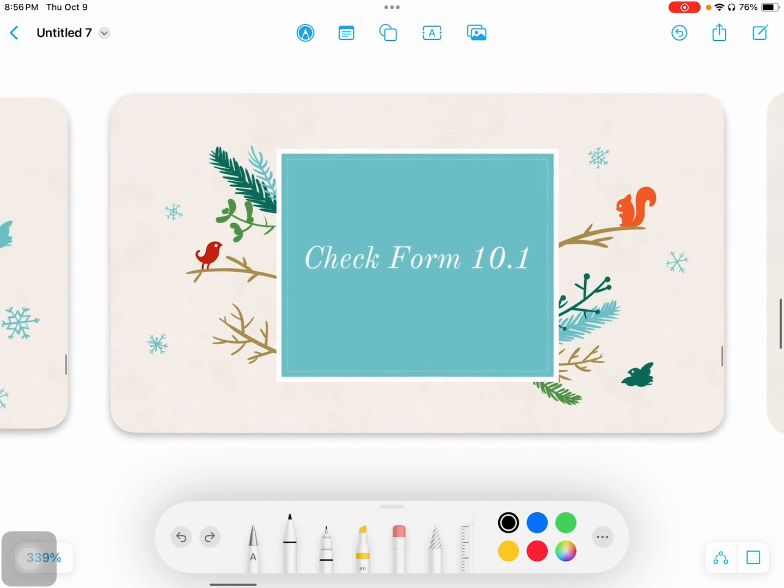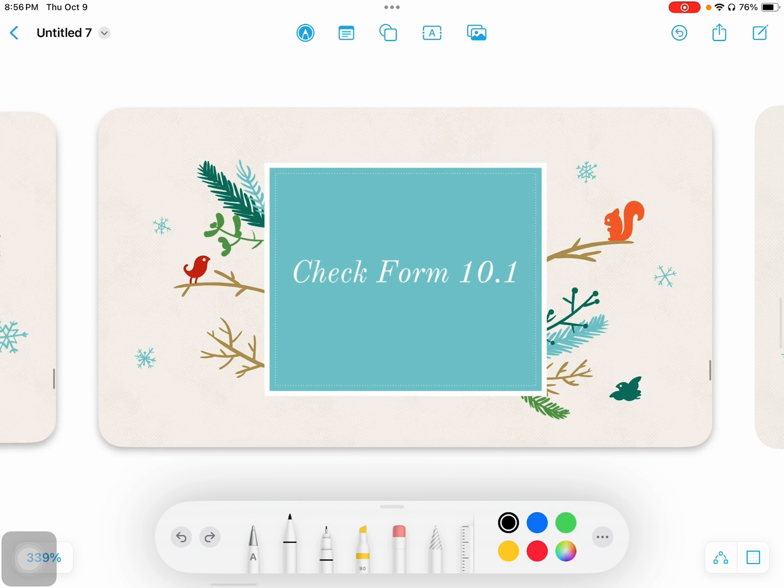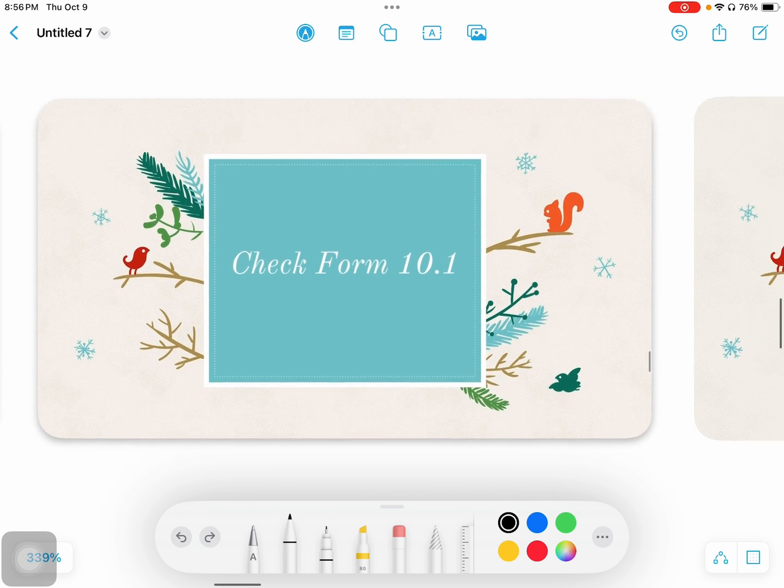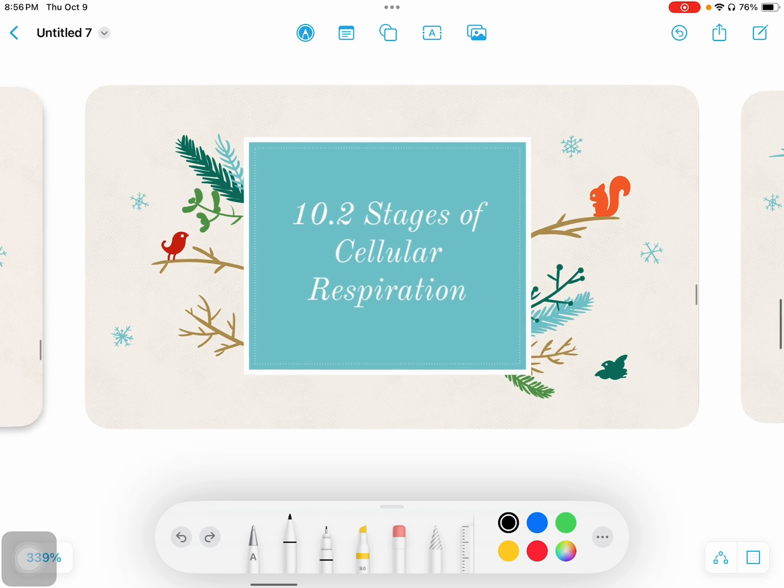All right, so number one, the first thing you need to do is make sure you get your form 10.1 checked. The answer key should be with the sub. If you have any questions, please let me know, and double check that you get that done, ready for me to come back and put grades in later on.